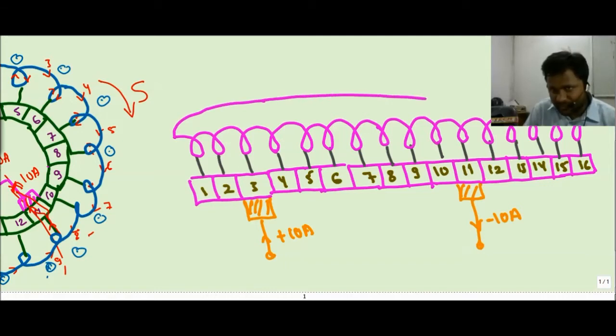And it is connected to this for making it closed. This 10 ampere is divided into two parts. This is 10 ampere, this is 5, and this is basically 5. This is also 5, this is 5, this is 5, this is 5, this is 5.